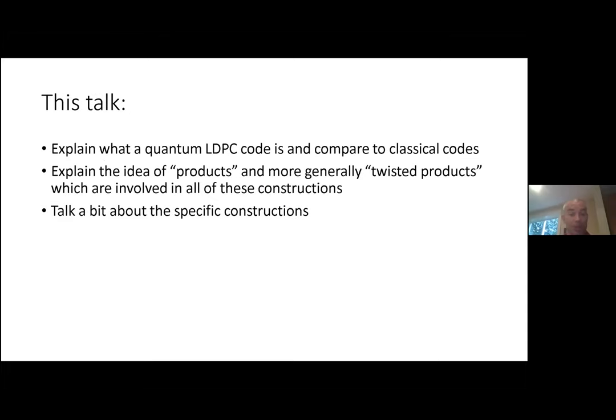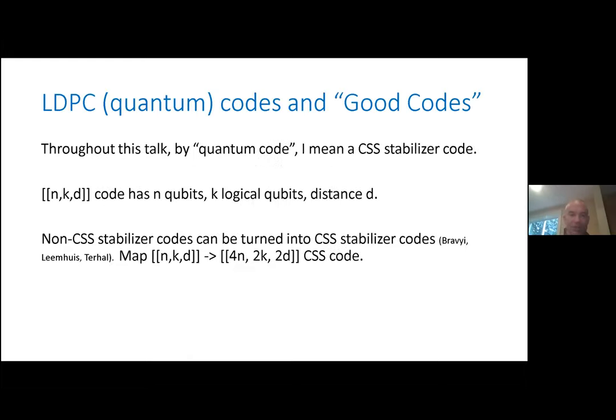So I want to explain what a quantum LDPC code is, compare progress between quantum LDPC codes and classical codes, talk about products and more generally twisted products, and then finally get into some of the specific constructions.